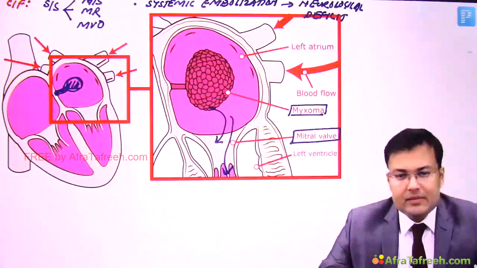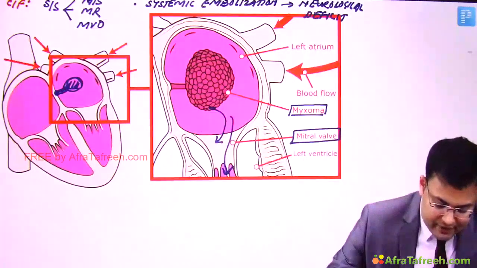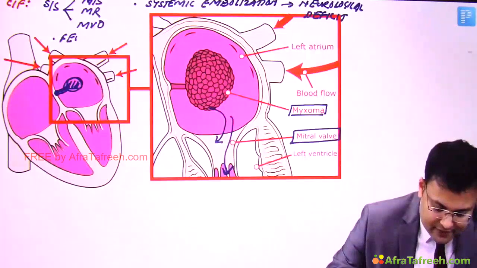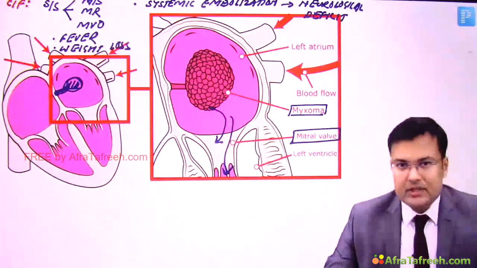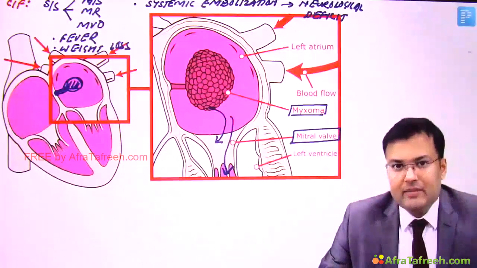Apart from these symptoms, patients are also having fever and weight loss. Fever and weight loss. Clear? So these are the clinical features or symptoms in relation to atrial myxoma.